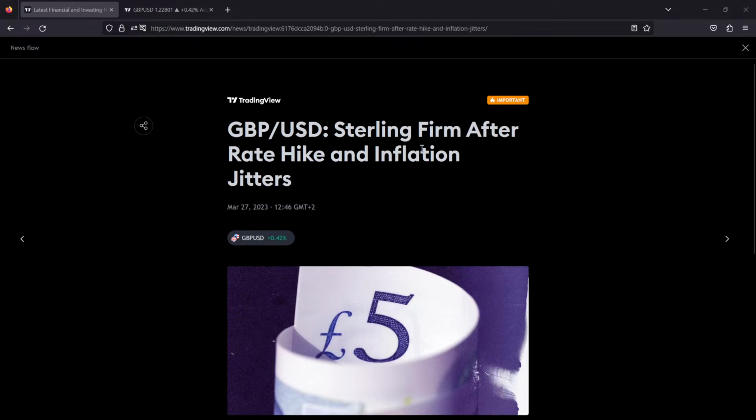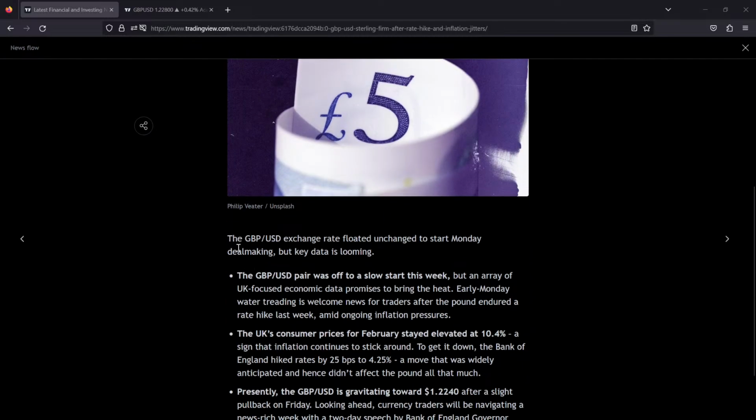Here is the news: sterling firm after rate hike and inflation jitters, and it says that the currency pair exchange rate was unchanged to start Monday, but the key data is looming. The GBPUSD pair was off to a slow start this week, but a raft of UK economic data promises to bring the heat.